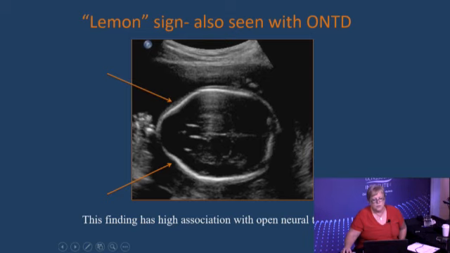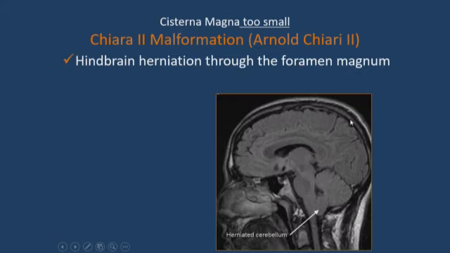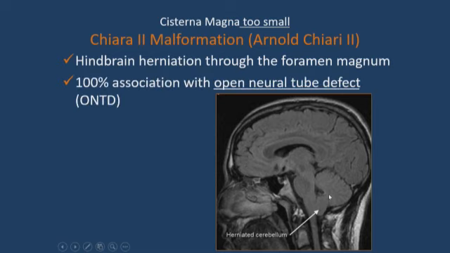Okay, the other thing you can see with open neural tube defects is this little pinching in, or lemon sign, to the skull. See a lemon here, so we've got cavum here, there's falx, but look at that pinching in there. These are the findings that'll go along with open neural tube defects. So lemon sign to the skull, banana shape to the cerebellum. So cisterna magna too small can be part of the Arnold-Chiari type 2 malformation. You have herniation of the hindbrain through the foramen magnum. 100% association with open neural tube defect.